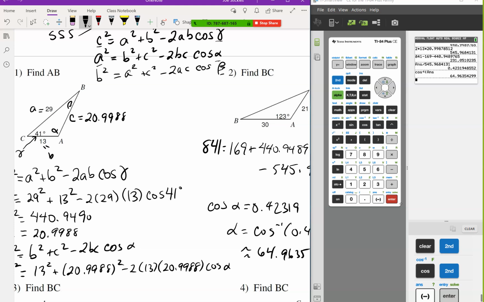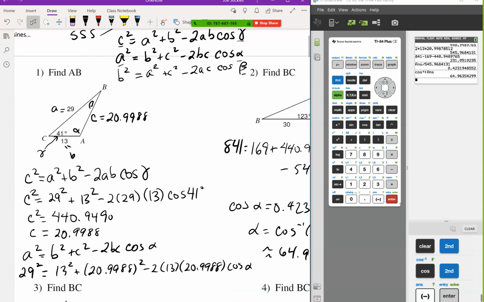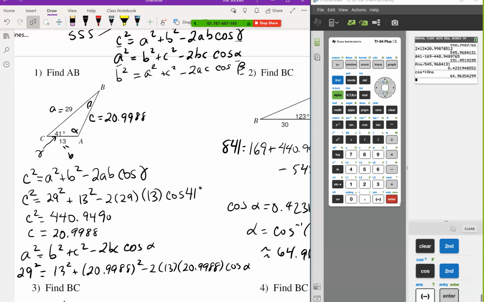I must have made an error somewhere in here because that number doesn't make sense. What error did I make? Oh, I know what error I made. Let me go back up here. I knew I made an error, and here's how I knew I made an error. This is actually a fortuitous thing that I made the error.